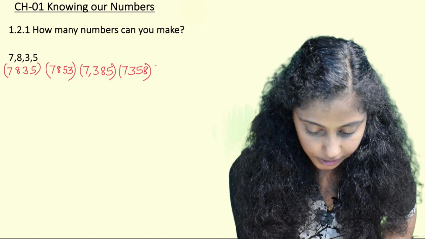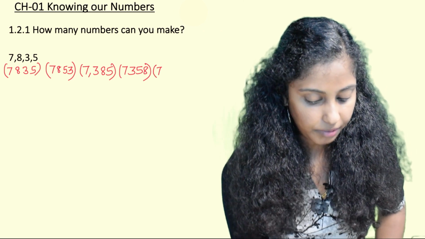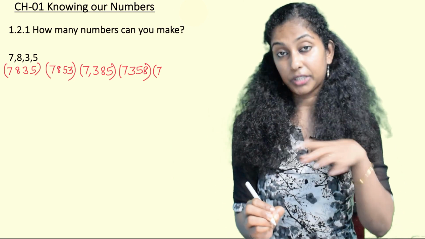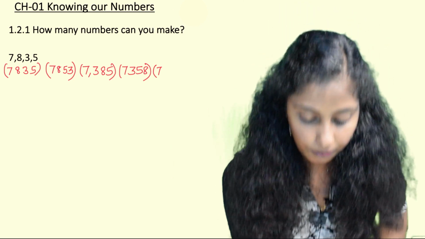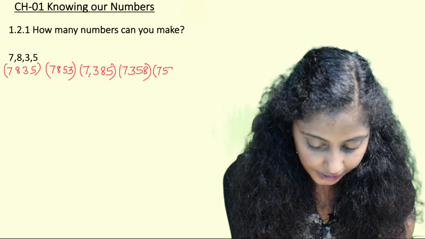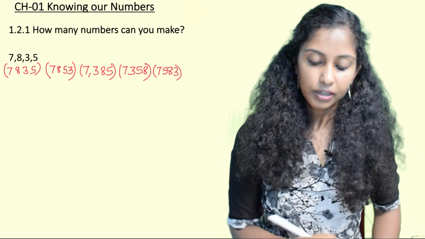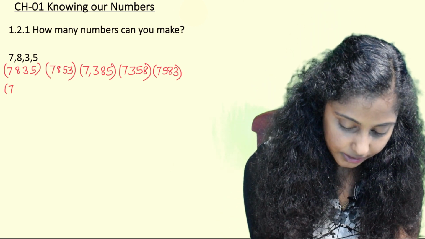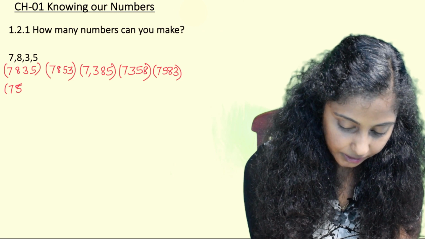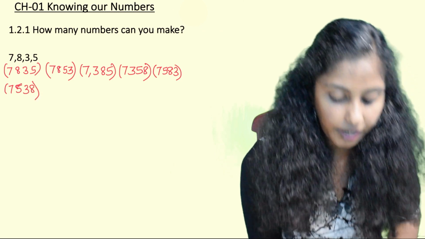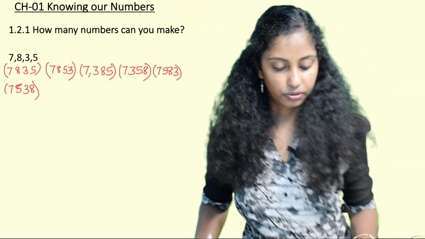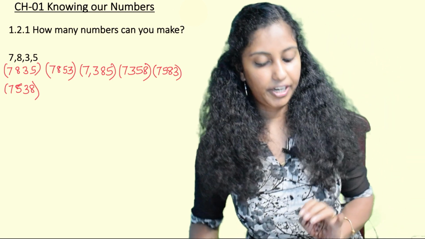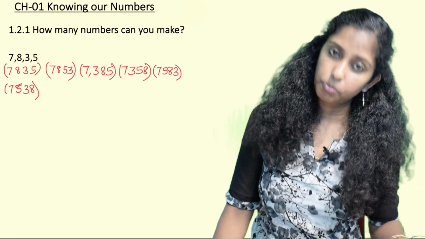I can do it like this. I can keep 7 as it is, but in the second position, once I have kept 8, then I have also kept 3. Now let me keep 5, and then I write the other digits 8 and 3. Then I can also make it like this: 5 I write as it is, and then I interchange 8 and 3, I make it 38. So all these numbers I have made by keeping 7 in the first position.